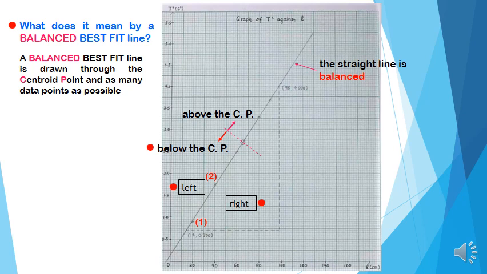The distance deviated from the best fit line for data point 1 on the right-hand side of the graph is almost the same as the distance deviated from the best fit line for data point 2 on the left-hand side of the graph. Therefore, these 2 deviated points almost balance each other. And this is a concept that we use to draw a balanced best fit line.